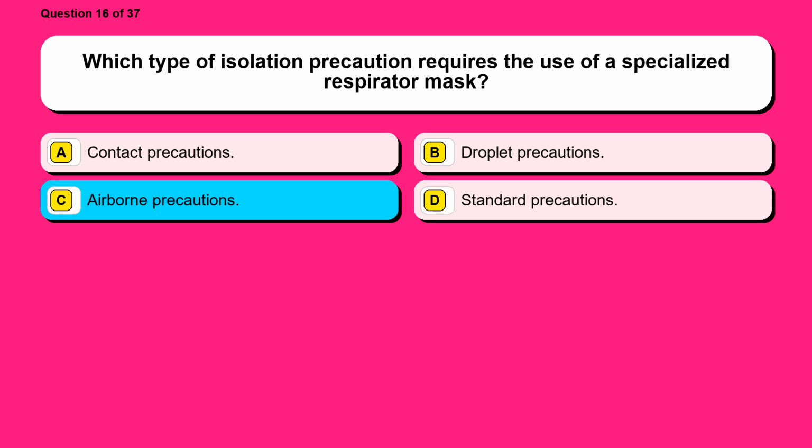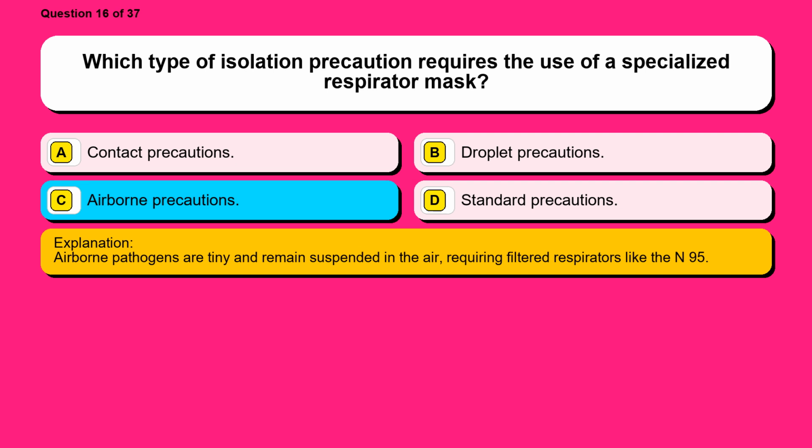The correct answer is option C, airborne precautions. Airborne pathogens are tiny and remain suspended in the air, requiring filtered respirators like the N95.